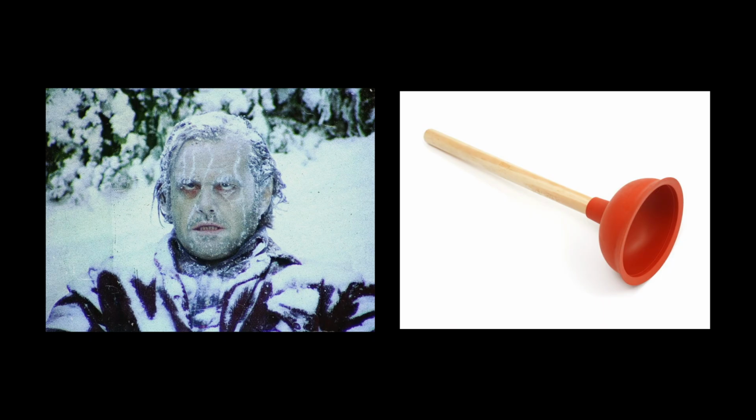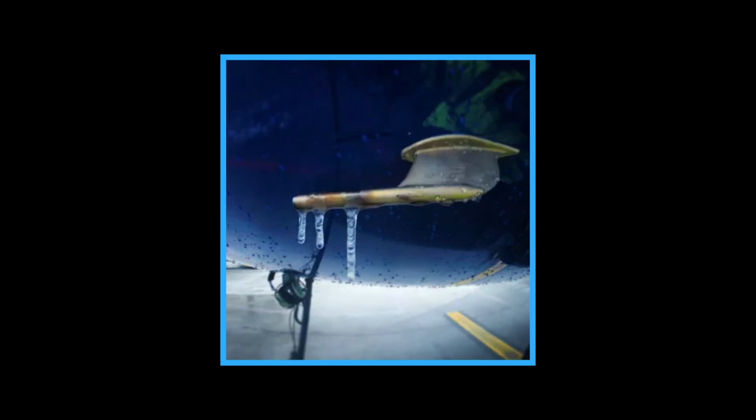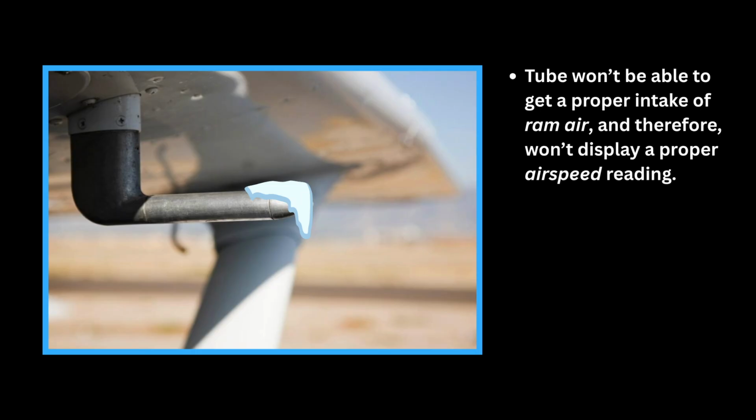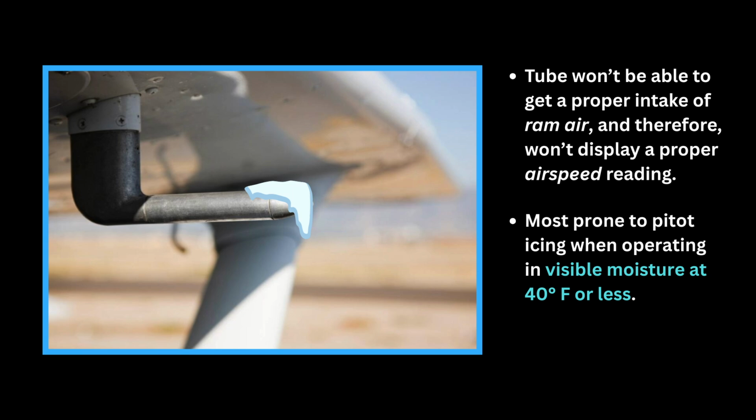Pitot icing happens when ice forms on the pitot tube, blocking the opening that measures the ram air pressure. Since the pitot tube is what supplies total pressure to the airspeed indicator, icing can make the airspeed reading incorrect or completely useless. This is most prone to happening when operating in visible moisture if the outside temperature is 40 degrees Fahrenheit or less.